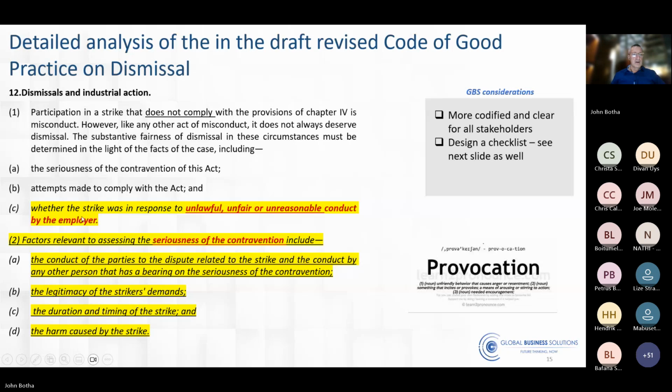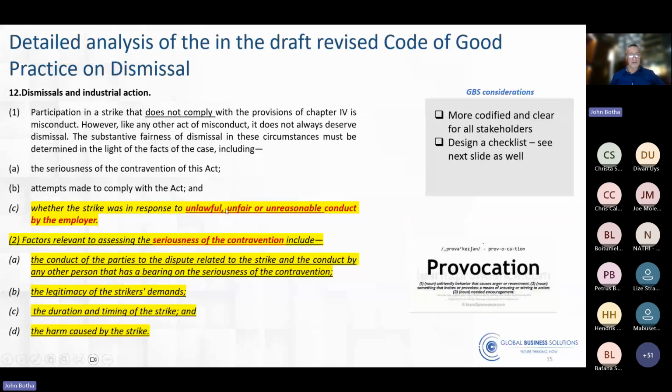Point C, whether the strike was in response to, and look at what they've included now, unlawful, unfair, or unreasonable conduct by the employer. In other words, colleagues, I've put the word provocation on the bottom right. But they are putting in subsection C, and they're saying to you, as the employer, when dealing with an unprotected strike, you've got to introspect. And you've got to ask yourself, did we as the employer do anything to create anger and resentment to incite or provoke people that have gone on this unprotected action?